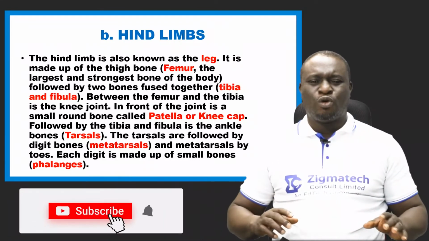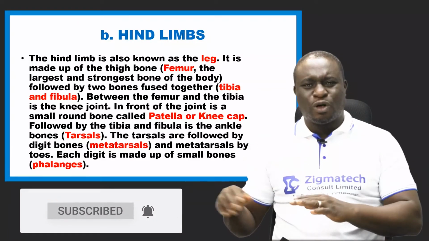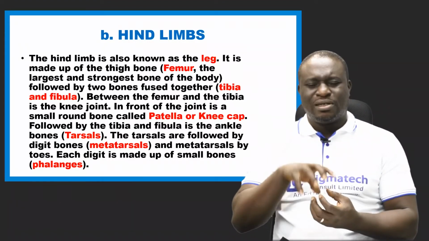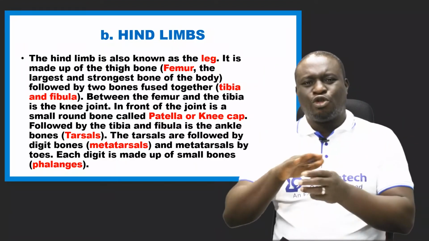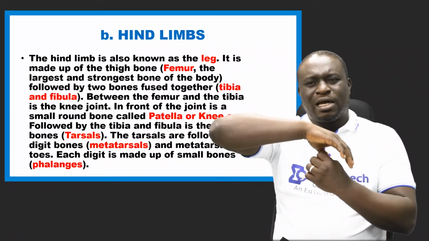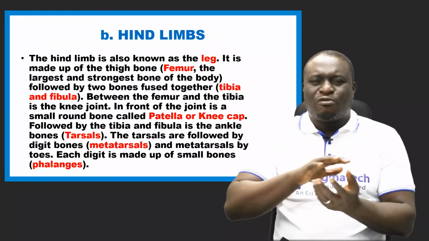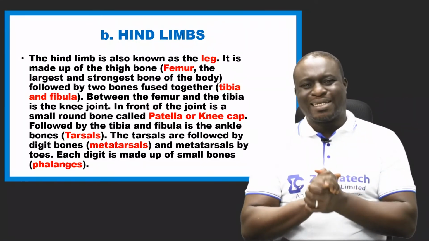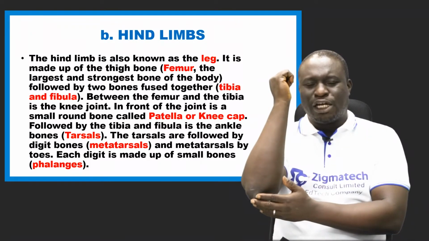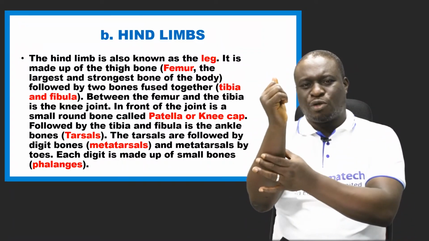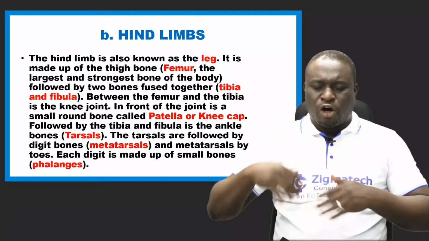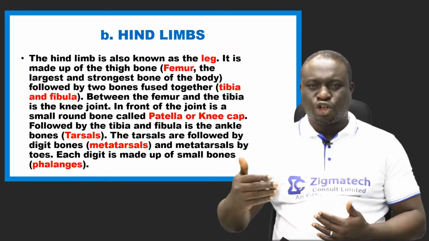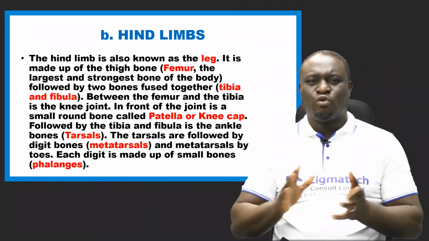Now, between the femur and the tibia and fibula, we have a joint, and that joint is called the knee joint. At the knee joint, you'll find a small round bone like a cap covering the knee joint. That bone is what we call the kneecap. Another name for kneecap is patella. Also in the forelimbs, we have a joint between the humerus and the two short bones, the radius and the ulna, and that is the elbow joint. Also, in the hind limbs, we have the joint between the femur and the tibia and fibula, the two short bones. We have the knee joint covered by a kneecap, which we call patella.